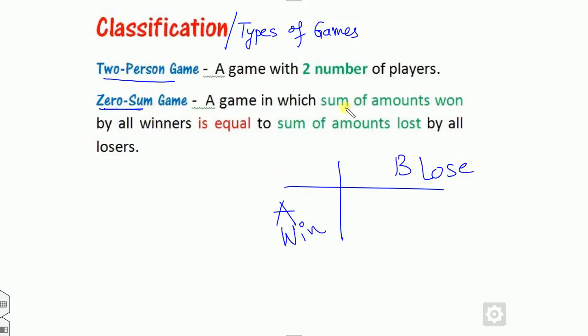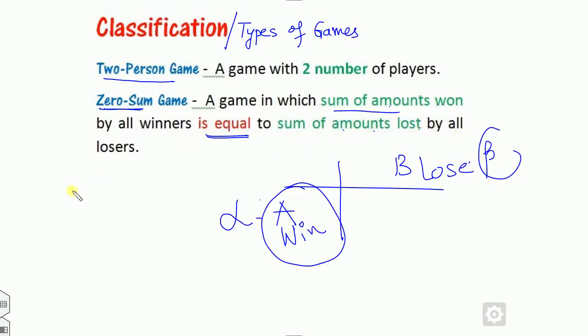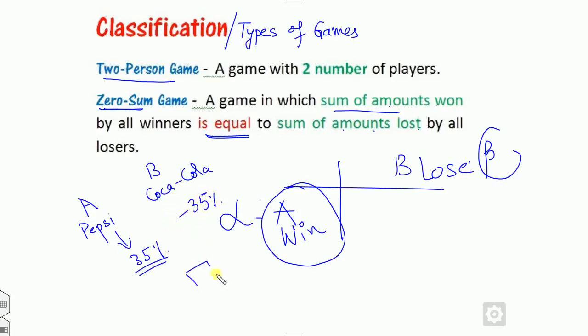So the zero sum game means the sum of the amount won by this player, if I say the amount is alpha, and this is my beta, then the sum will be zero. The sum of the amount won by one player is the sum of the amount lost by the other. For example, there are two brands in the market, A and B, say Pepsi and Coca-Cola. If one gains 35% of the shares, then the other will lose 35% of the share of the product. So the profit gained by player A is equivalent to the loss of player B. If such a situation occurs, we call it a zero sum game.